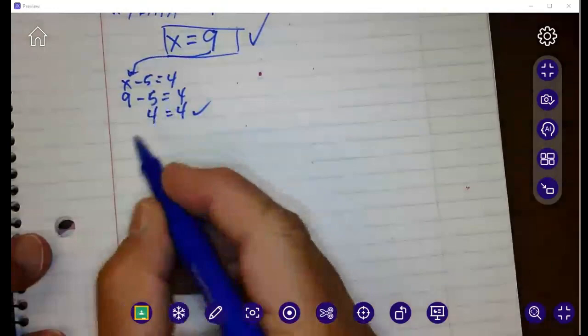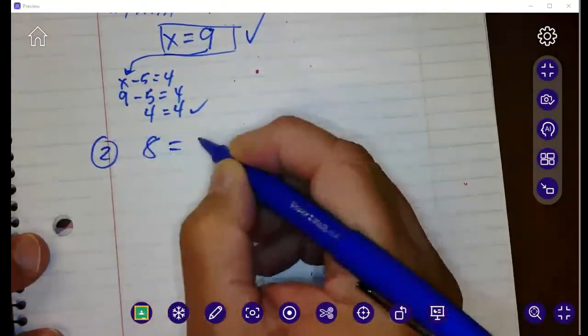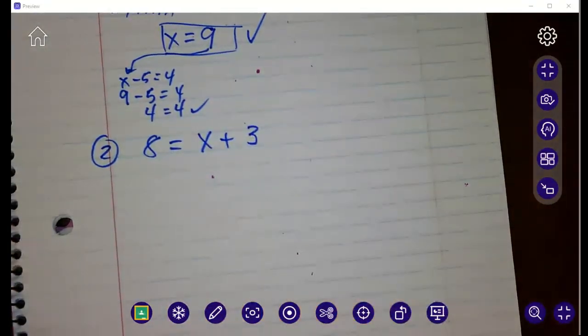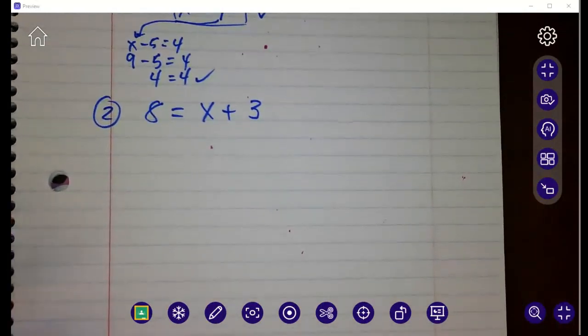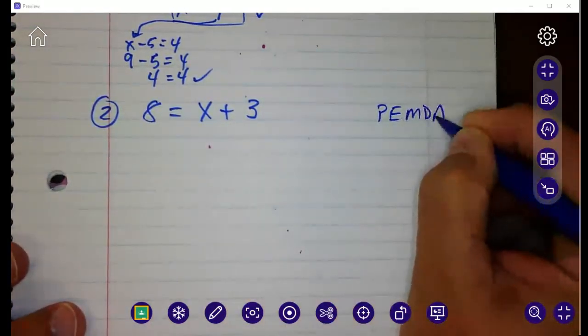All right, let's look at another equation. If I have 8 equals x plus 3, again, I hope you can look at that and tell that the answer is going to be 5. 5 plus 3 is 8. But we need to learn the process. The process is what's important, not that you can just look at that and see that x is going to be 5. So again, we have to take our fundamental order of operations.